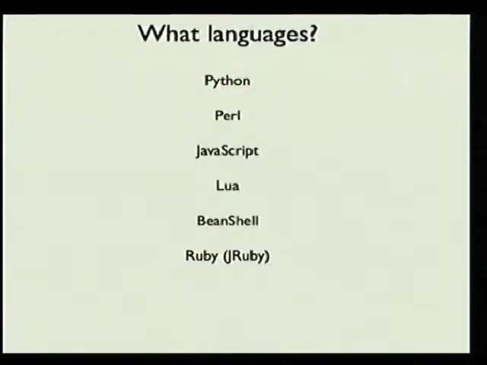What languages are supported by ASE? Python, Perl, JavaScript, Lua, Bean Shell, and Ruby through JRuby. And the last two are interesting, Bean Shell and Ruby, because those are the only two that can actually load native Android libraries. They can reflect on the Android class, and you can load up things that some of the other languages cannot.